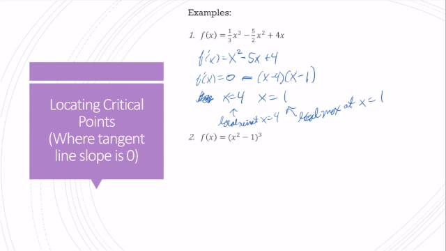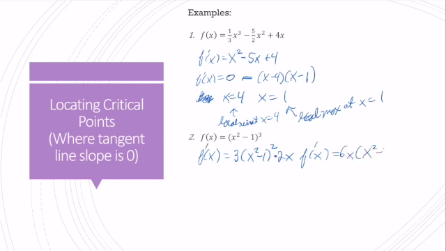Okay, let's do another example. I'm going to take the derivative of x squared minus 1, cubed. That gives me f prime of x equals 3 times x squared minus 1 squared, and then I have to take the derivative of the inside, which is 2x. So I have f prime of x, because I'm taking the derivative, equals 6x times x squared minus 1 squared.